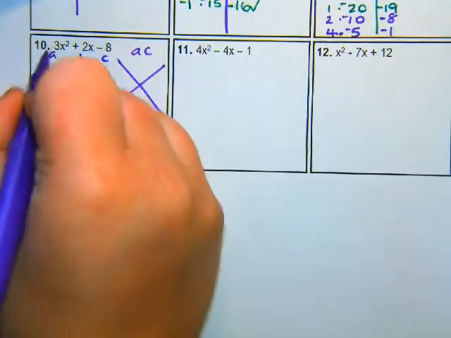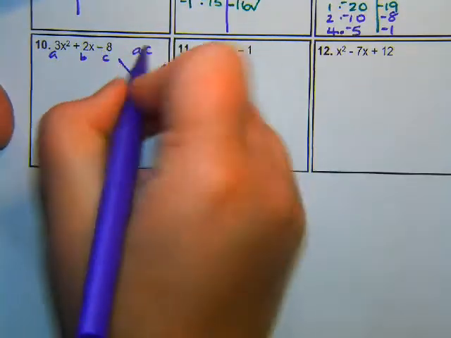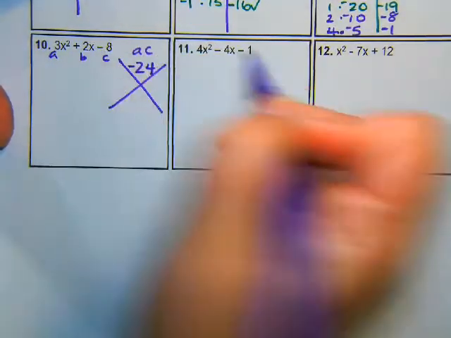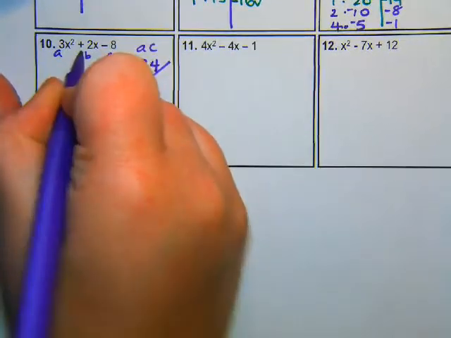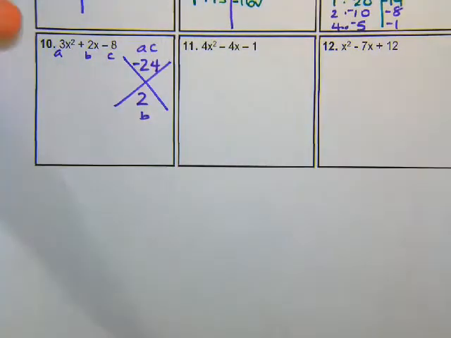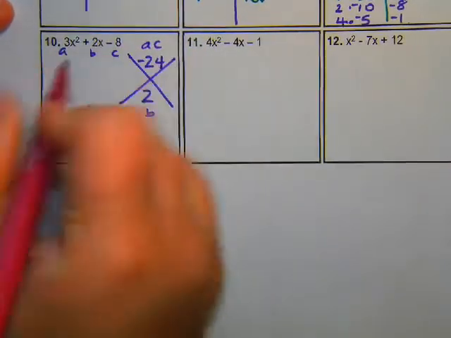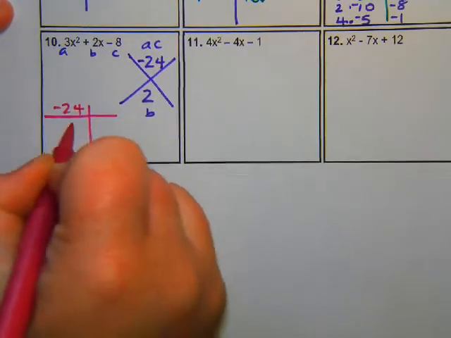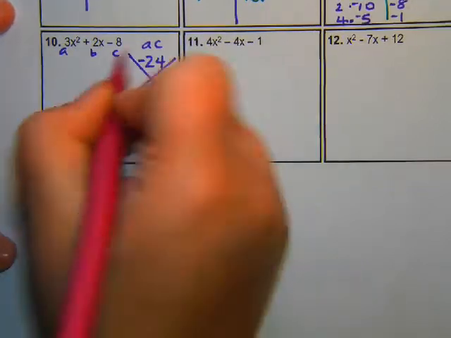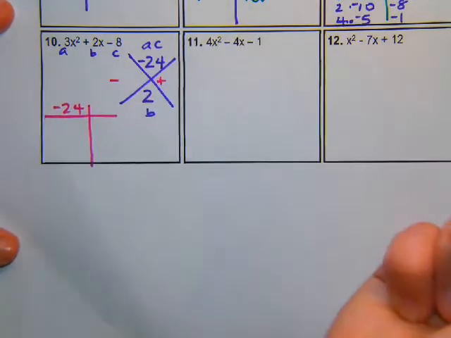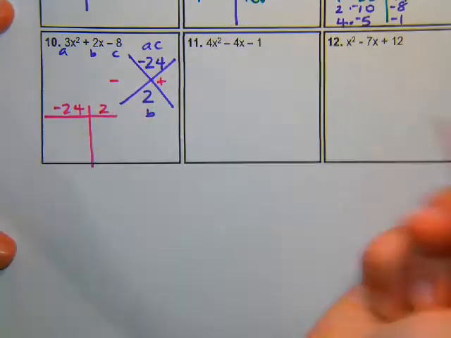A times C, that's 3 times negative 8, that's negative 24. B goes on bottom, that's a positive 2. So now, again, if the top number is negative, then the two factors, one will be positive, one will be negative. Again, you can write them if you want to, doesn't matter. And they add to a positive 2.